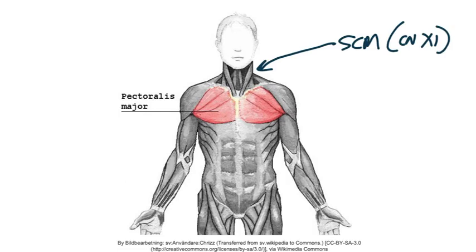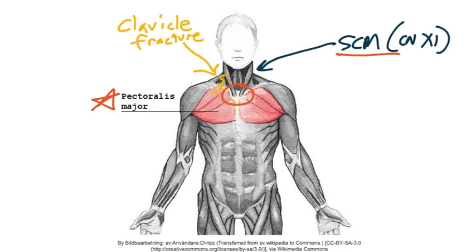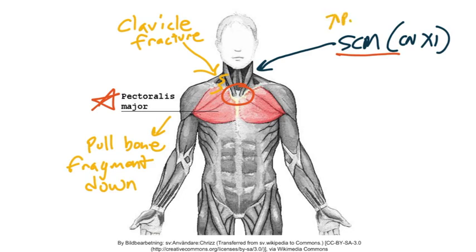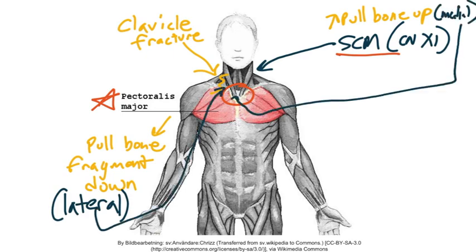And since we're on this image, let's dive into our last muscle, the pectoralis major muscle. Now the anatomy here is kind of interesting, because you may have noticed that both the pectoralis major muscle and the sternocleidomastoid muscle attach to the clavicle. So let's suppose there is a fracture of the clavicle. If the pectoralis major muscle contracts, it would pull part of the clavicle downward, while the SCM, the sternocleidomastoid muscle, would pull the bone fragment up. And based on their attachments, which you can clearly see, the pectoralis major muscle would pull the lateral portion of the clavicle down, while the SCM would pull the medial portion of the bone up.